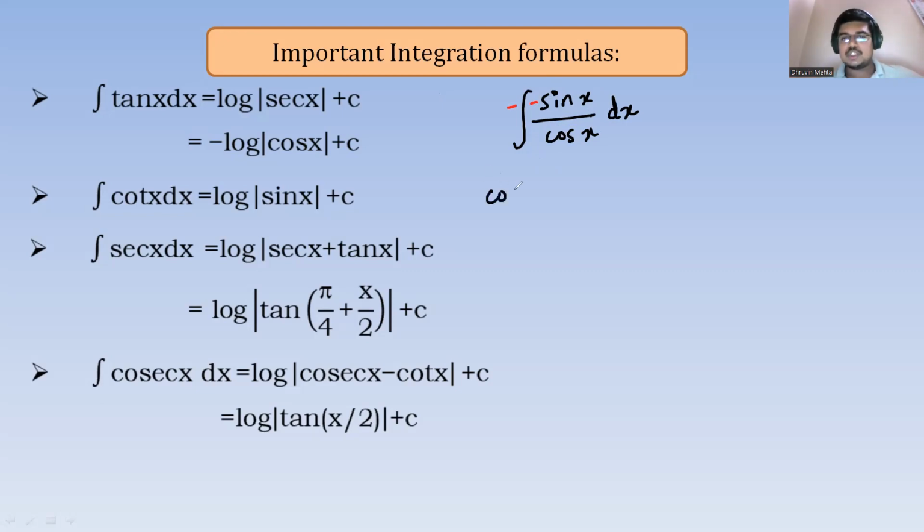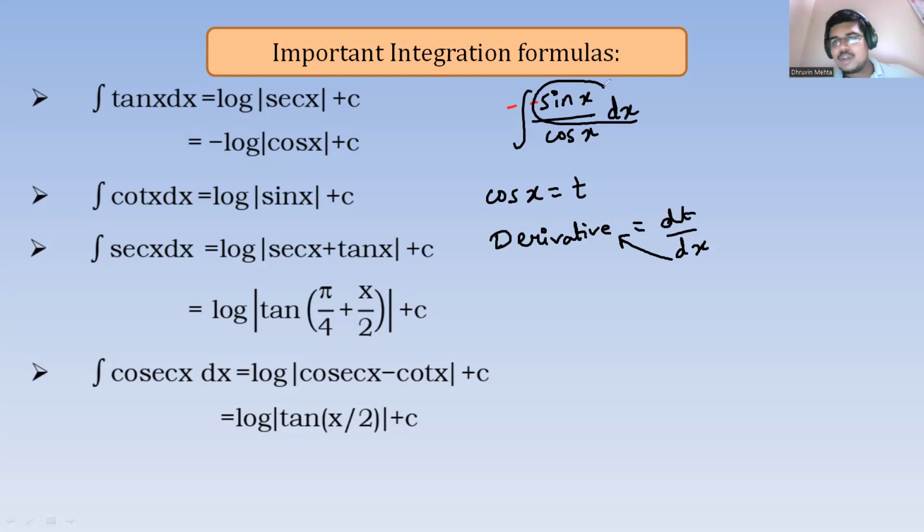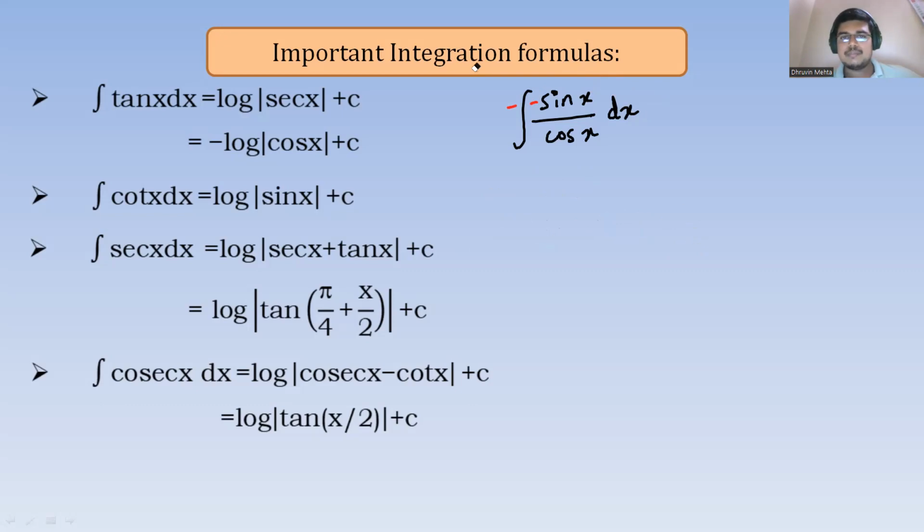See, when we take cos x as t and differentiate it, its derivative will be dt by dx. Do you agree with me, Arush? The derivative is always multiplied with dx. Only the numerator can be the derivative. How can the denominator be the derivative? Right. So what will be the answer now? Now we can say log mod cos x, but then there's a minus sign outside. So it's minus log mod cos x.